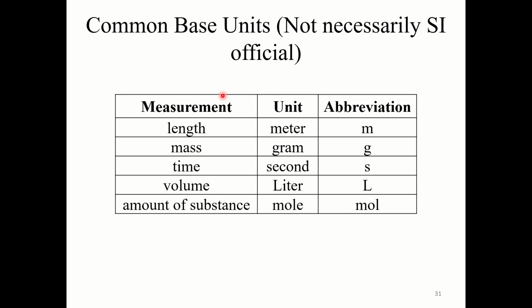Now these are some other common base units. These are not necessarily SI official. Length is still going to be in meters. Oftentimes we'll be using masses in grams, though we could use milli or kilograms. And volume is technically not an official SI unit, but we will typically see volumes in liters or sometimes in milliliters as well.